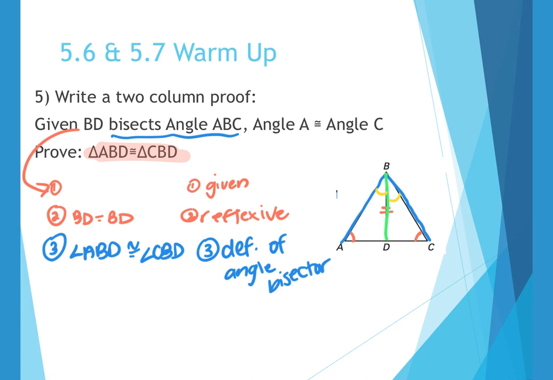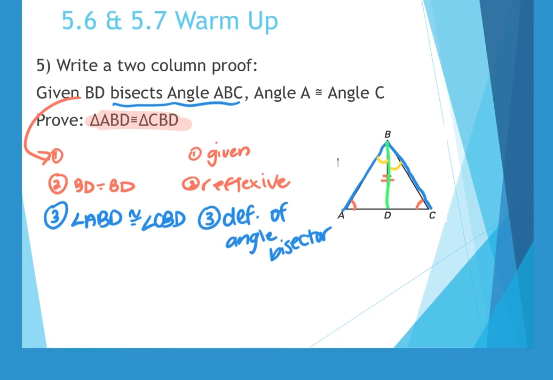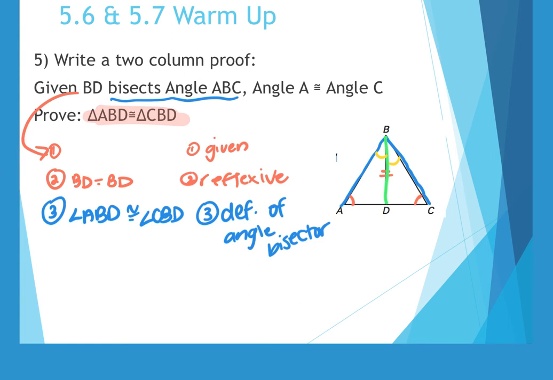So now I've got two angles and a side is the one that connects the two angles. Is that the included side? No, so this would be angle, angle, side. Triangle ABD is congruent to triangle CBD. Angle, angle, side.